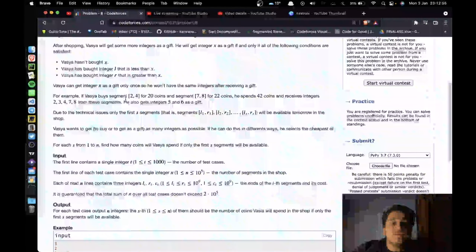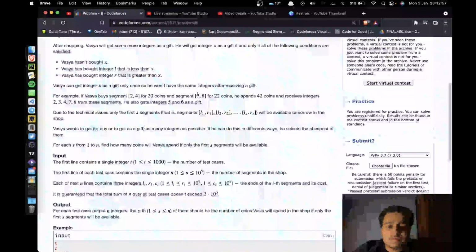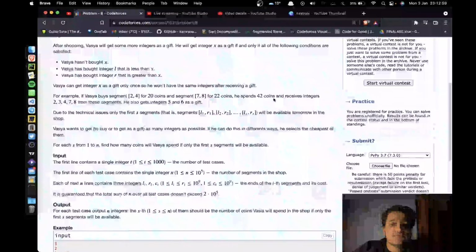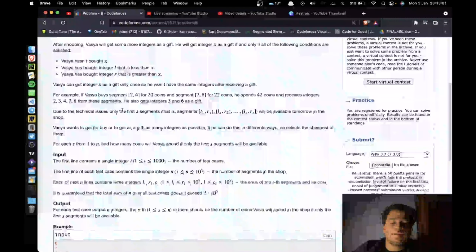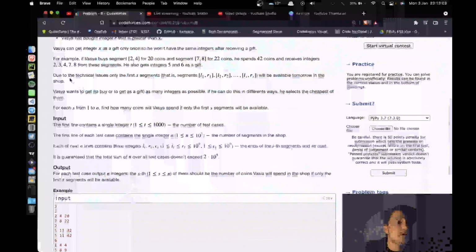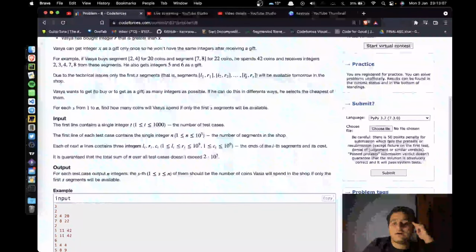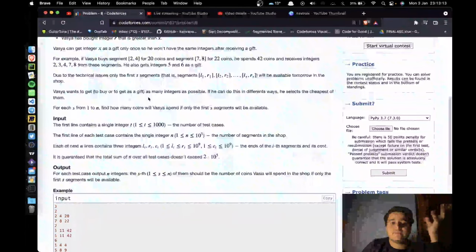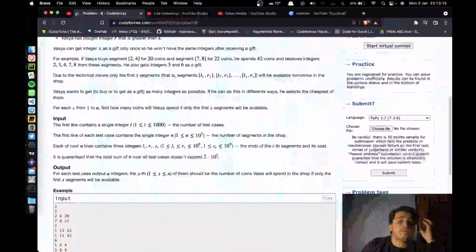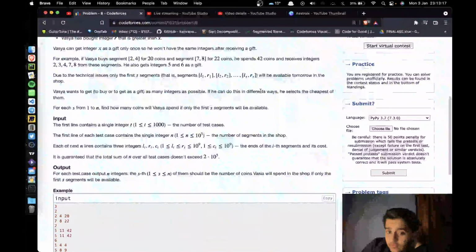Now for example, if Vasya buys 2 to 4 for 20 coins and segment 7 to 8 for 22 coins, he spends 42 coins and receives integers. Okay, this I explained to you. Due to technical issues, only the first S segments, that is from L1, R1 to LS, RS, will be available tomorrow in the shop. Vasya wants to get as many gifts, as many integers as possible. So he can do this in different ways.